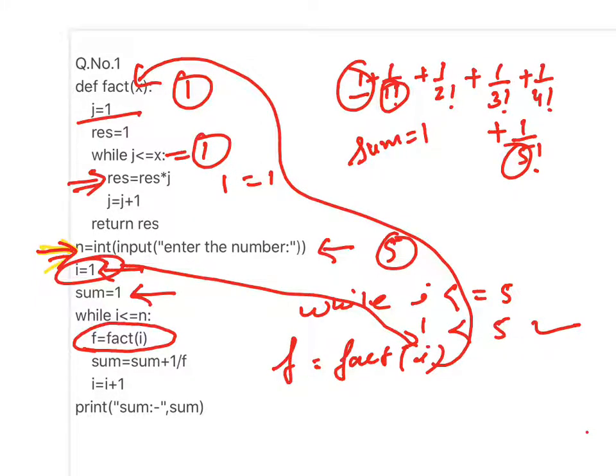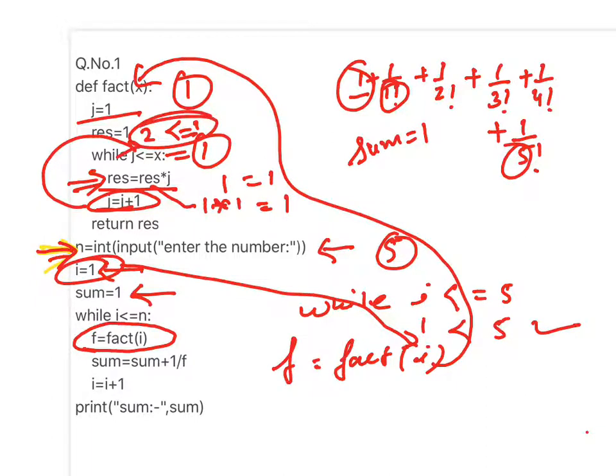How? This result equal to result cross j. What is the value of result? The value of result is 1. The value of j is also 1. 1 into 1 equal to 1. Now j equal to j plus 1. So here j will be 2. 2 is not less than 1 as well as not equal to 1. So the condition will become false and you will come back here.